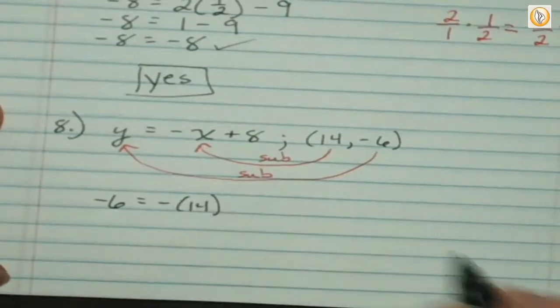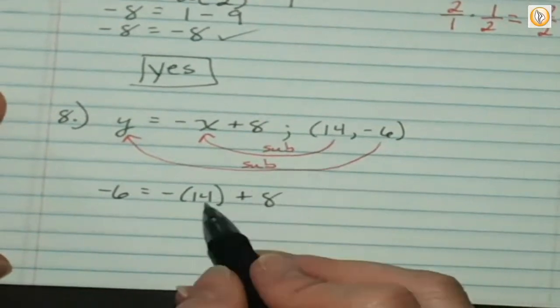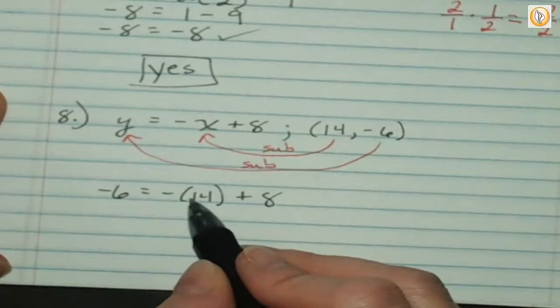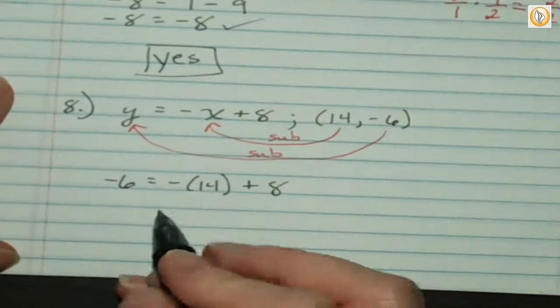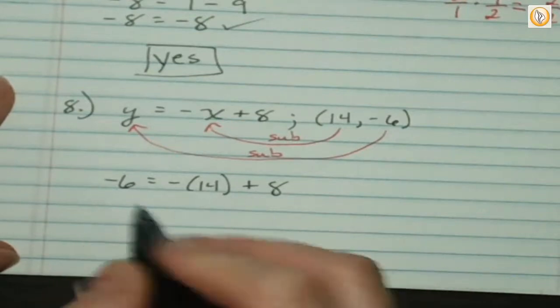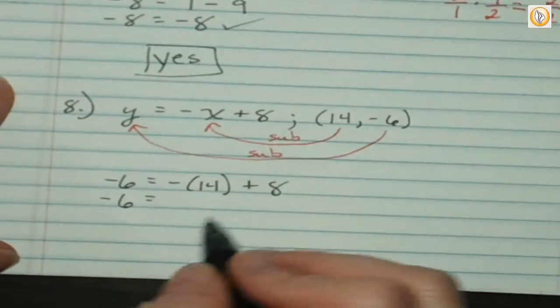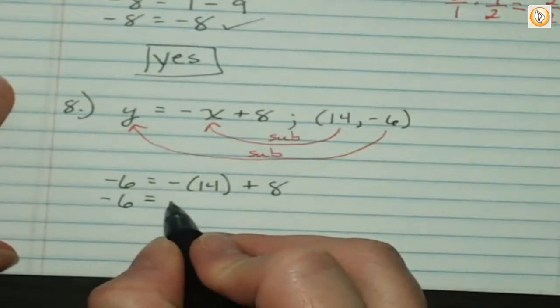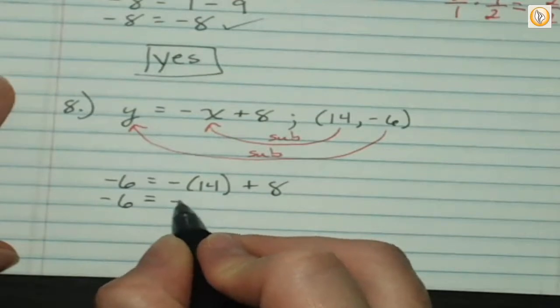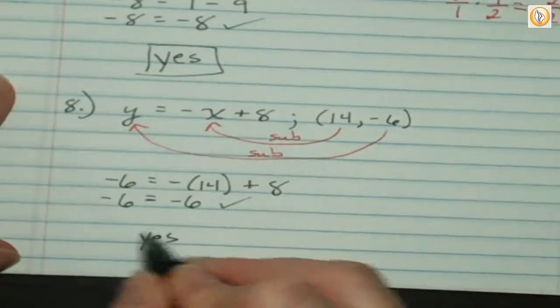And I would encourage you to put your 14 in parentheses, because if that was a negative 14, you'd have to put that negative in there. But since it's not, we're just going to put it like that. So what's negative 14 plus 8? Negative 6. Very good. And does that work? Yes. So your answer is yes.